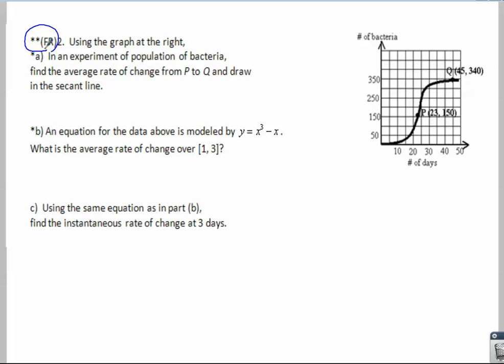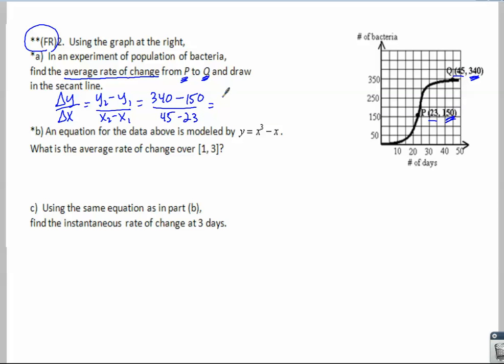And I pulled this from an AP exam. Using the graph at the right, experiment population of bacteria, find the average rate of change. Average rate of change, what do you want to do? Change in y over change in x, the slope formula from P to Q. Well, if I'm looking for the change in y over the change in x, those are what I need to find. Here are the y's, 340 minus 150 over, and here are the x's, 45 minus 23.